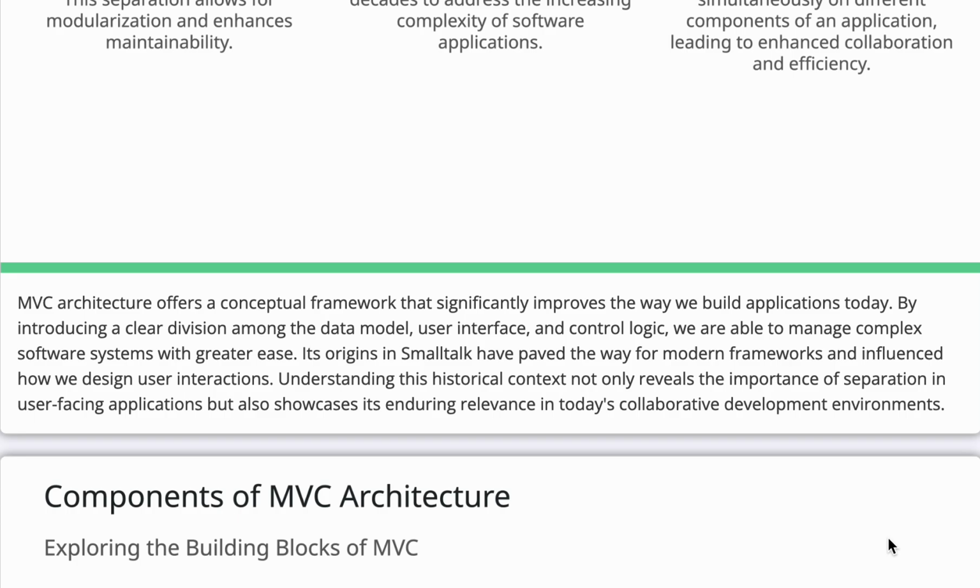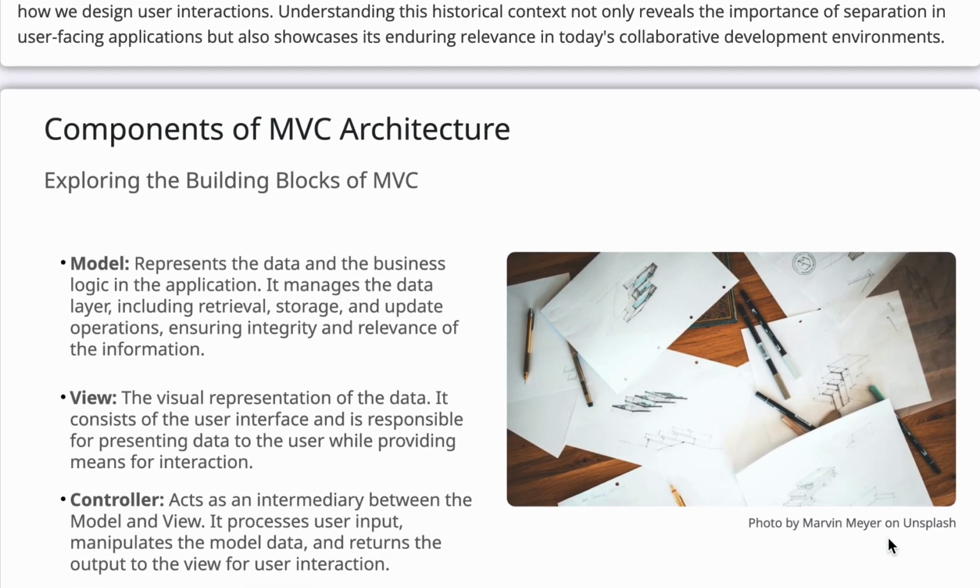Its origins in Smalltalk have paved the way for modern frameworks and influenced how we design user interaction. Understanding the historical context not only reveals the importance of separation in user facing applications, but also showcases its enduring relevance in today's collaborative development environments.